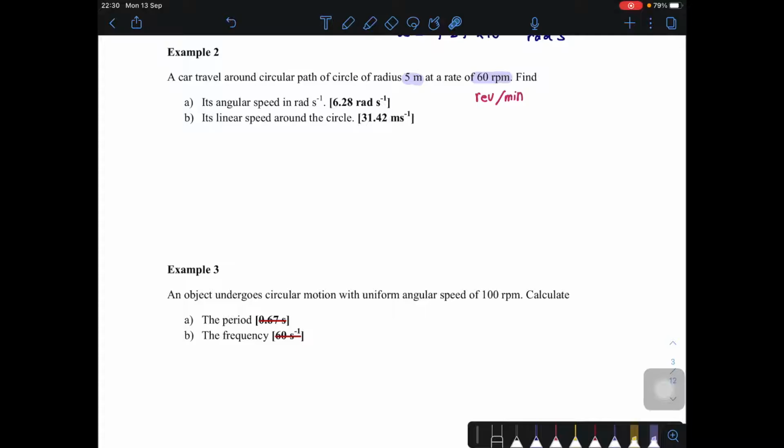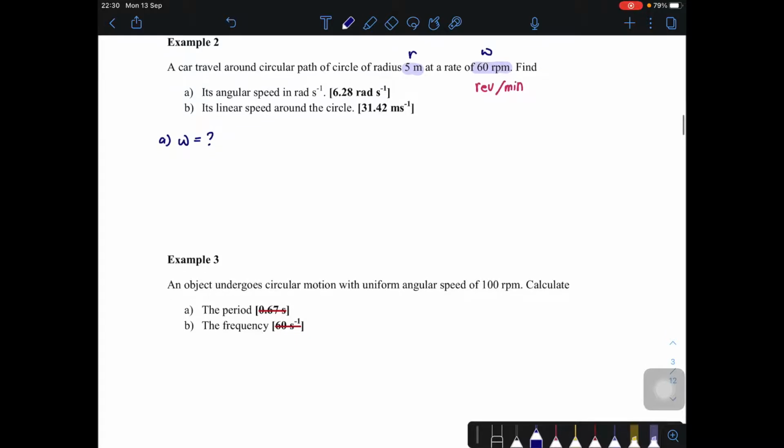Okay, so we want to find the angular speed, which is omega, but in radian per second. So basically this one, RPM, revolution per minute ni adalah sama juga dengan angular speed, tetapi unit yang berbeza. So now kita mau cari dalam unit radian per second. So this one is actually the omega, this one is the radius. So kita mau cari in radian per second. So just convert sahaja. So 60 revolution per minute, we want to convert to radian per second.